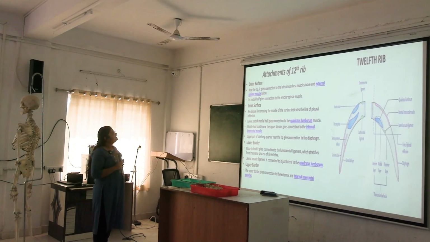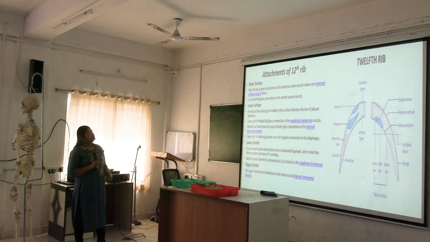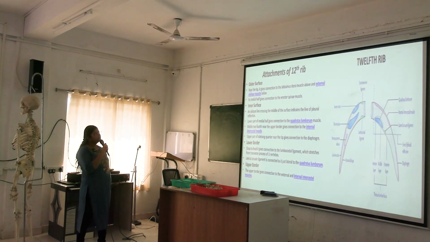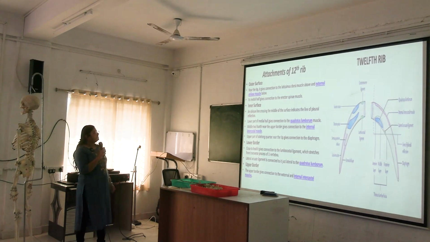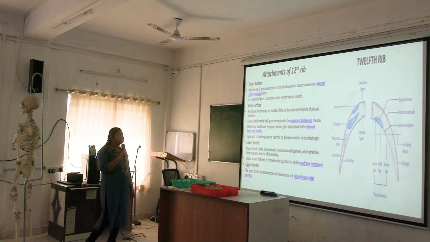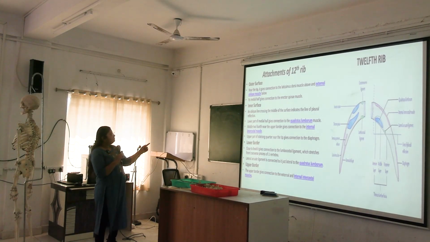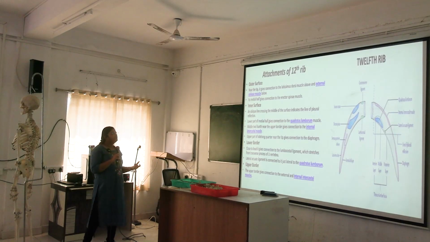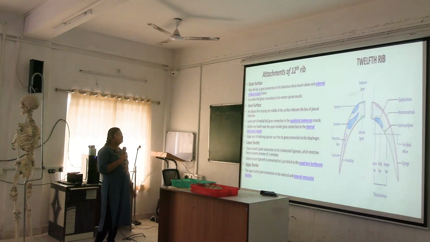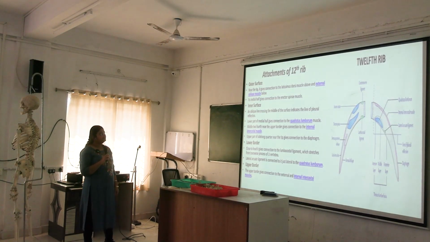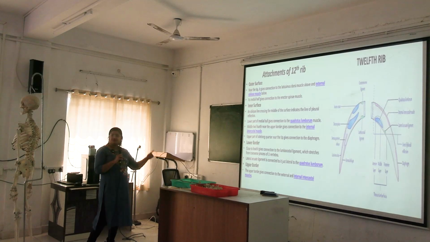You have seen the attachments. On the inner surface, an oblique line crossing the middle of the surface indicates the line of pleural reflection, the dotted line, and the lower part of the medial half gives connection to the quadratus lumborum muscle. The middle part near the upper border gives connection to internal intercostal. You practice this diagram, then only you will remember. The upper part of the inner surface near the tip gives connection to the diaphragm. The lower border close to the head gives connection to the lumbocostal ligament, which stretches from the transverse process of the L1 vertebra.